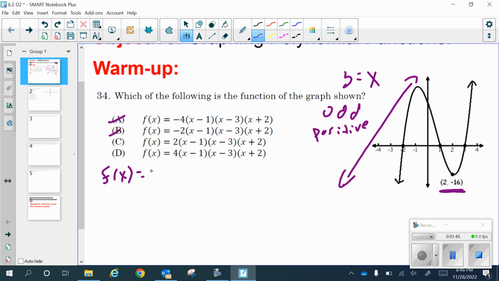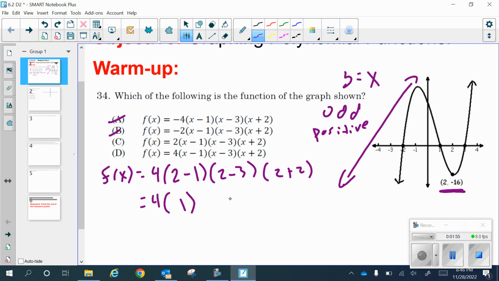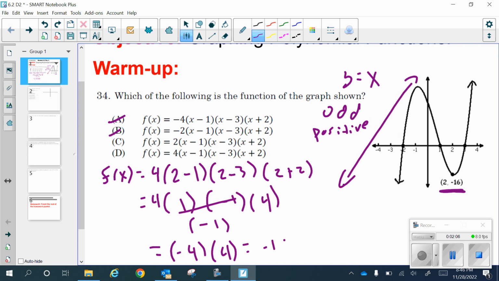In this case, I think d is the one that ends up working, because f of x will equal 4 times (2 minus 1), (2 minus 3), and (2 plus 2). If you plug it into d, that's 4 times 1, that's -1, and that's 4. So this becomes just -1. 4 times -1 is -4, times 4 is -16. So for the warm-up, you should have got this.